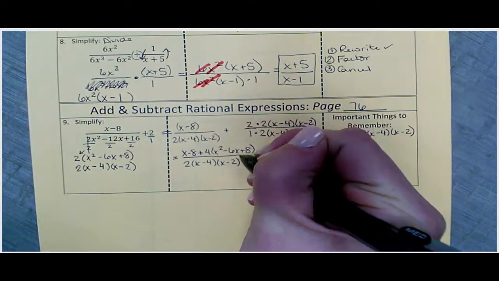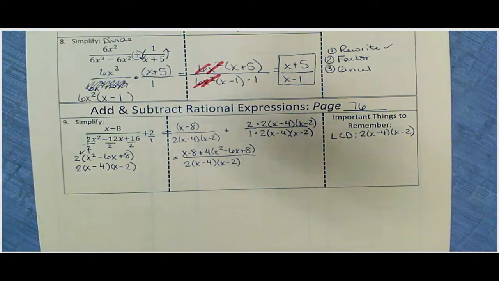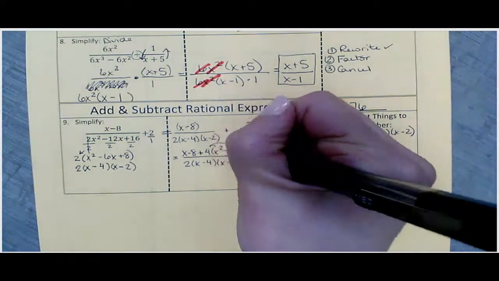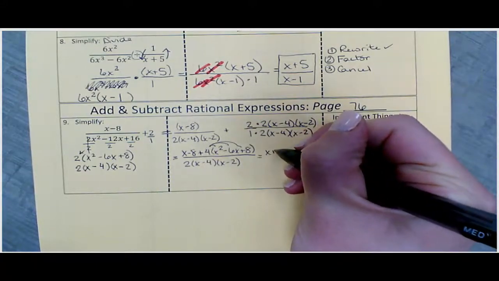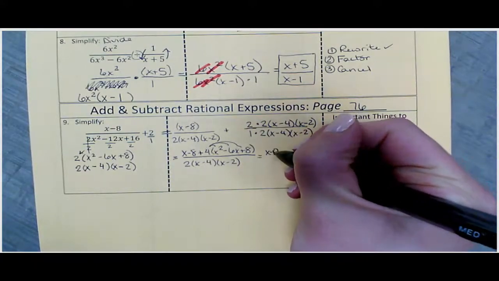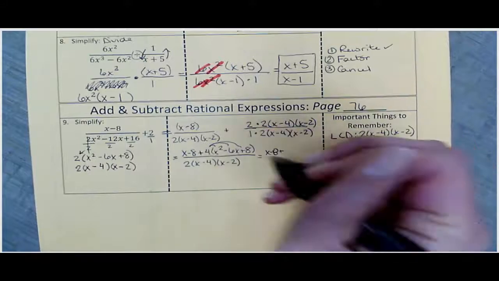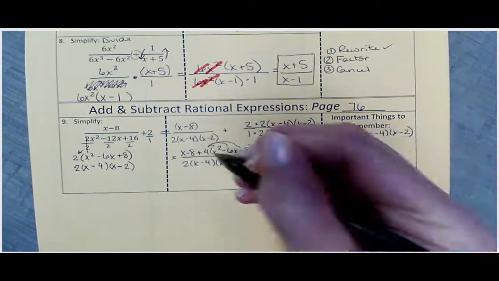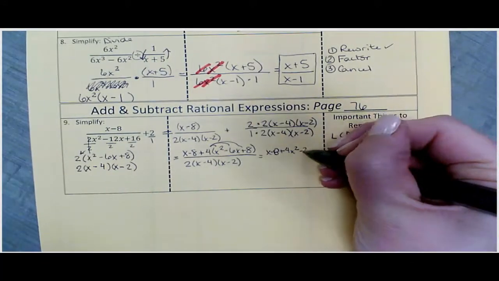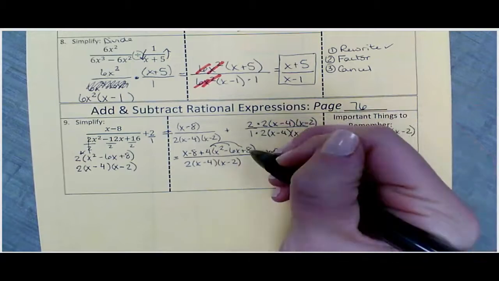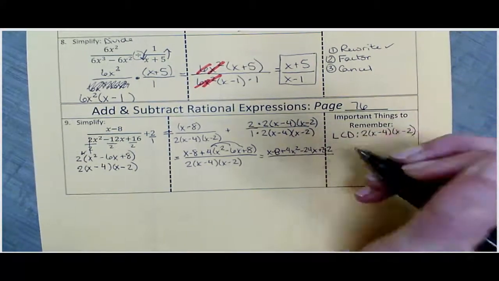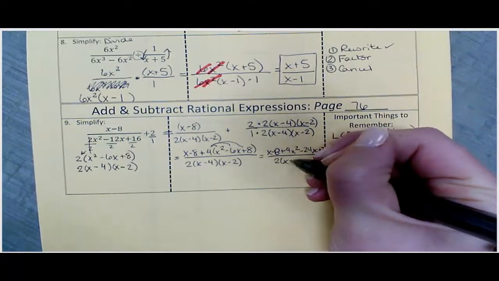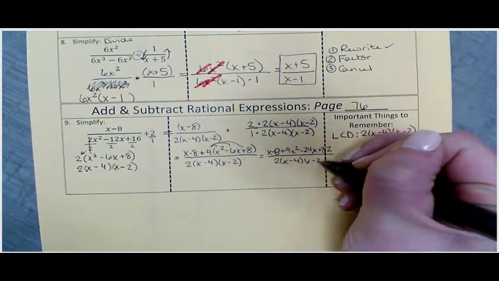because this step requires that I combine like terms. So I've got to multiply everything out. So I'm going to go ahead and distribute. This is x minus 8 plus 4x squared minus 24x plus 32, I'm sorry, I'm running into that line, over 2 times x minus 4 times x minus 2.